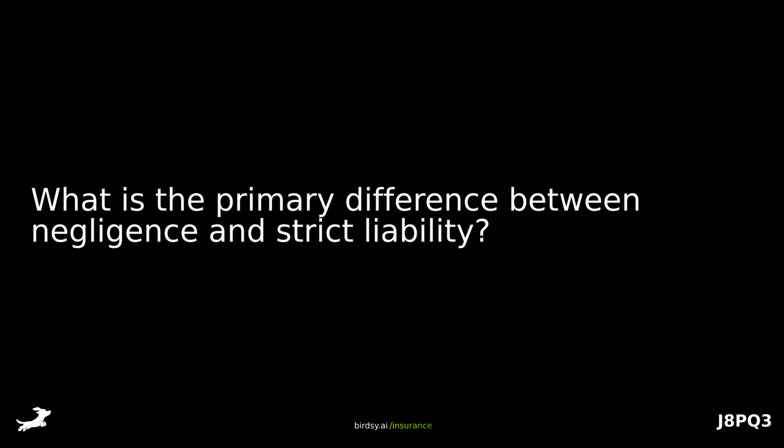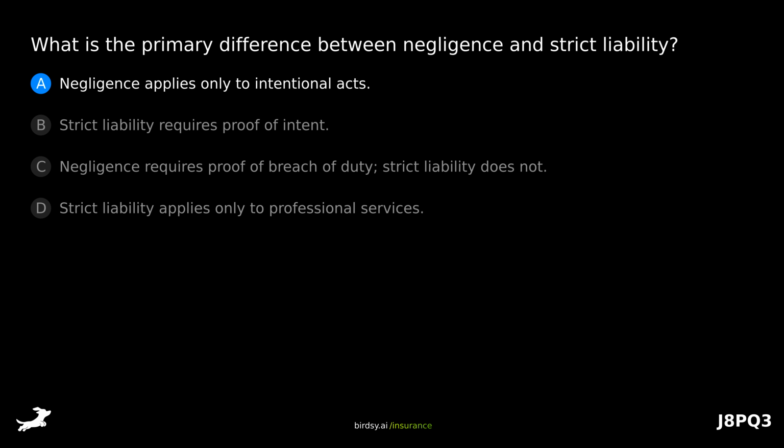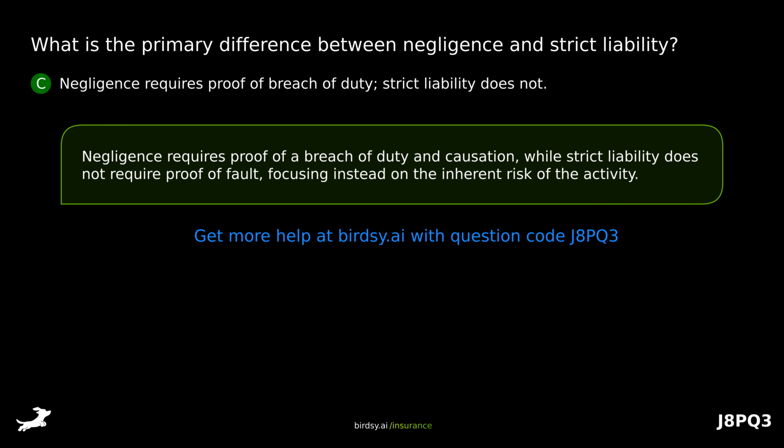What is the primary difference between negligence and strict liability? Is it A, negligence applies only to intentional acts? B, strict liability requires proof of intent? C, negligence requires proof of breach of duty. Strict liability does not. Or D, strict liability applies only to professional services. The answer is C, negligence requires proof of breach of duty. Strict liability does not. Negligence requires proof of a breach of duty and causation, while strict liability does not require proof of fault, focusing instead on the inherent risk of the activity.